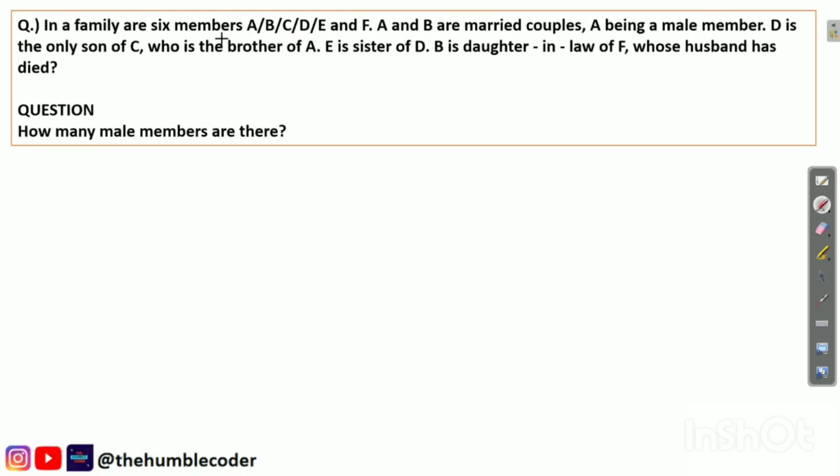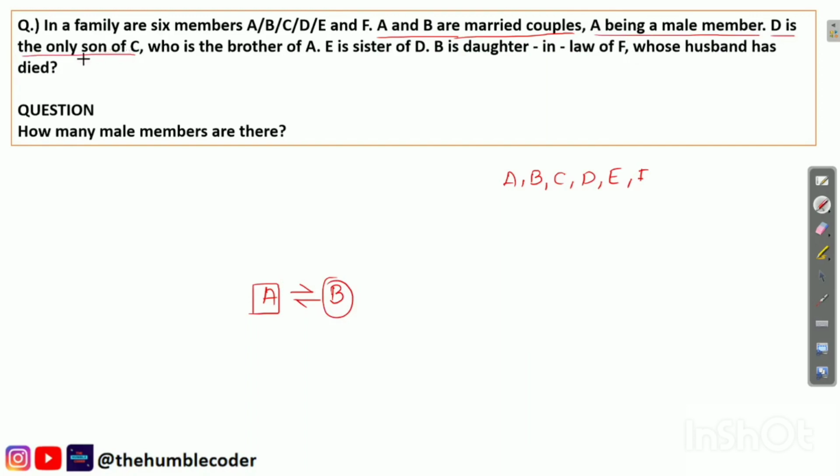In a family there are 6 members, A, B, C, D, E, F. Okay, so there are 6 members, A, B, C, D, E, F, and A and B are married couples. Okay, let us start drawing our tree. A and B are married couples. A is a male member, so B will be a female member. Now we have another statement, D is the only son of C.